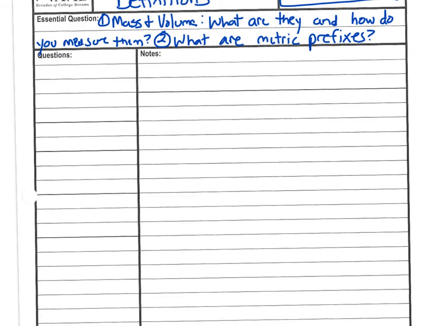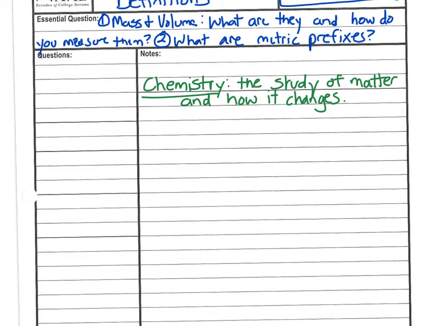Now the first thing we're going to start with is the definition of chemistry. So let me go ahead and pull that up. Chemistry is the study of matter and how it changes. So the whole point of chemistry is to figure out what is matter. Matter is another word we're going to write down here in just a second, but it's what we're studying in chemistry, and we also want to know how it changes. So there's two parts to what we're learning about in chemistry.